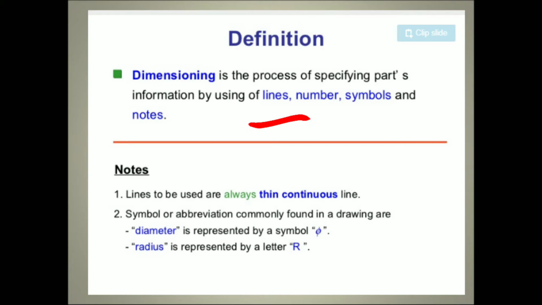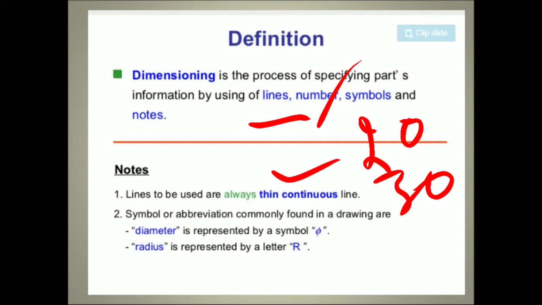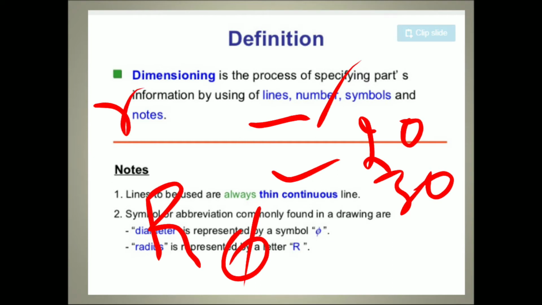And the line should always be a thin and continuous line for the dimensioning. As well as the numbering, which means we give the dimension like 20 mm, 30 mm, 40 mm. That is called numbering. And symbols: for the circle we need to give the dimensions in radius or diameter. So instead of writing radius, we give the symbol for radius, that is capital R. Similarly, the diameter symbol is phi. That is the dimensioning.